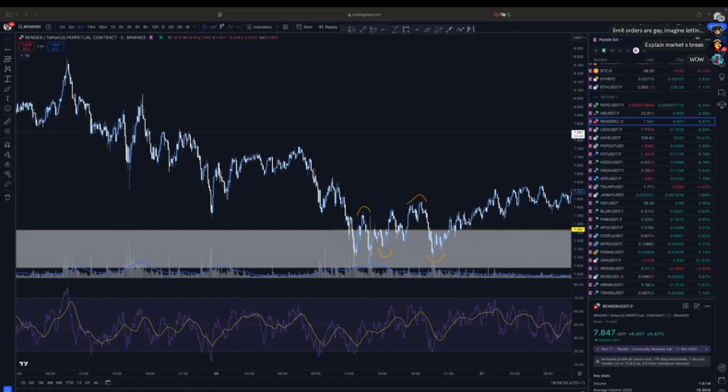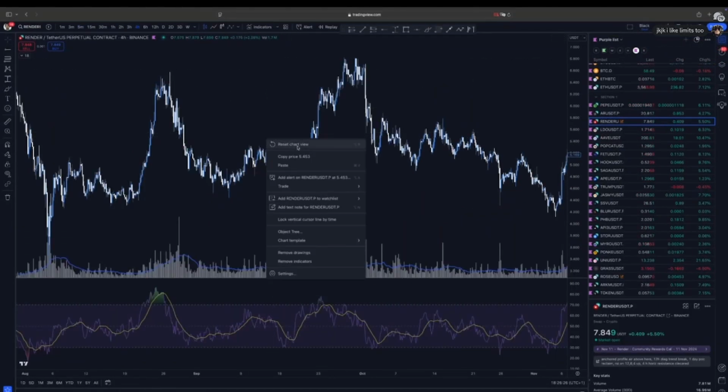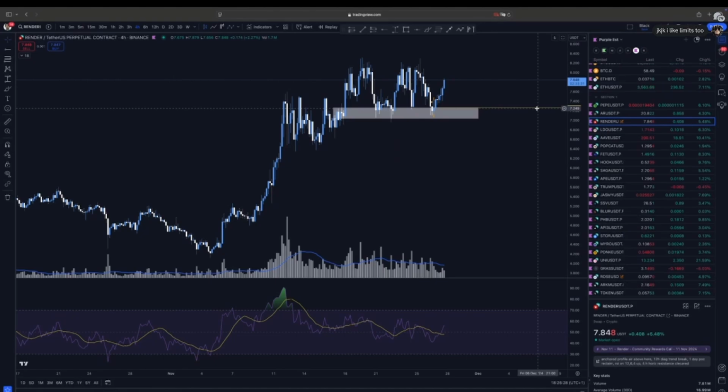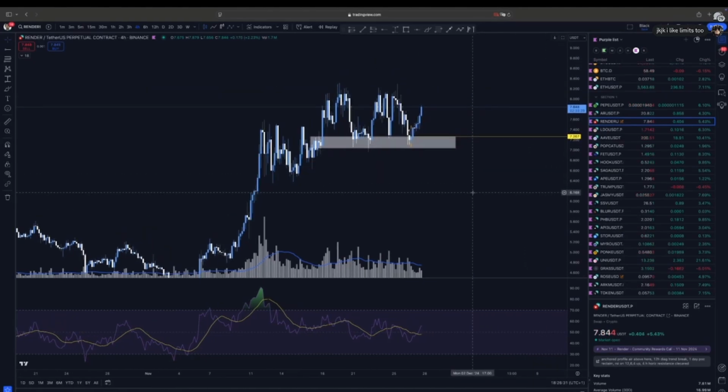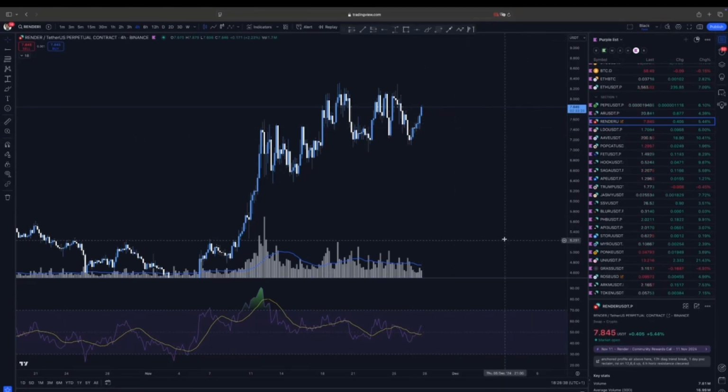Market structure break. Very important. Market structure is probably, for me, the second most important thing, right? For me, I like order blocks, but market structure is super important. What is market structure?